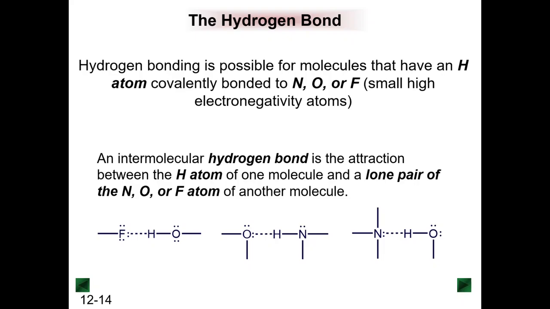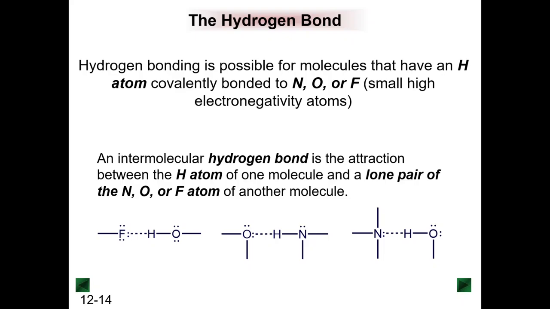They tend to pull electron density towards themselves. They concentrate that electron density, making that end of the molecule negatively charged. Hydrogens that are attached to that have lost their electron density and thus become positively charged. An intermolecular hydrogen bond is the attraction between the hydrogen atom of one molecule and a lone pair on the nitrogen, oxygen, or fluorine atom of another molecule.